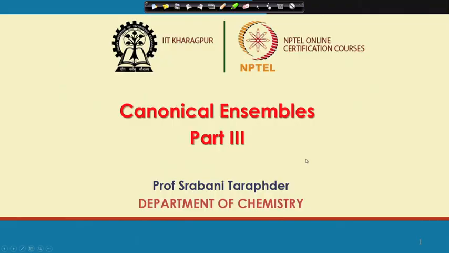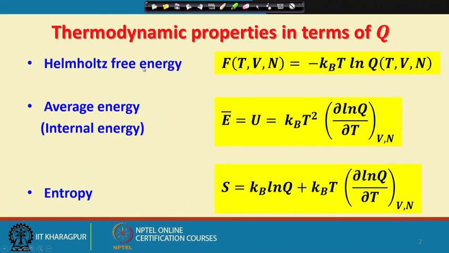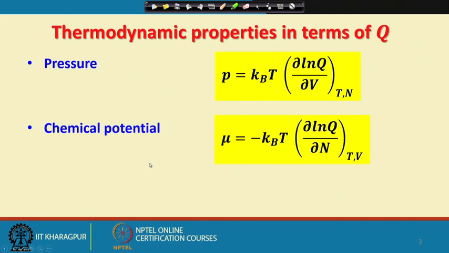Welcome back. In this lecture we are going to discuss the third part of canonical ensembles, where we have already seen that under a given condition of temperature, volume and number of particles, if I know the partition function, I can get the thermodynamic properties, where the relationships are listed over here: the Helmholtz free energy, average energy or the internal energy, entropy, pressure and even chemical potential. All these require the partition function Q as a function of temperature, volume and the number of particles.